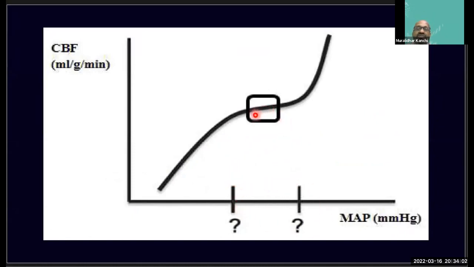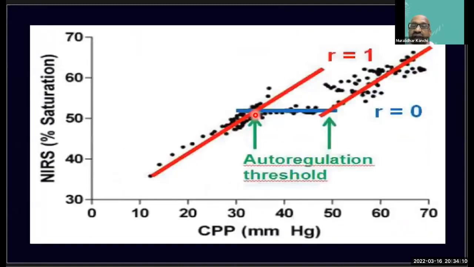For example, in a hypertensive individual, the autoregulation is shifted upwards and to the right. And how do we determine it clinically? There is no parameter by which you can go, except to some extent, we can use the cerebral oximeter to determine the autoregulation. For example, you can equate the cerebral blood flow to the cerebral perfusion, which can be detected by the cerebral oximeter, which is what is shown in this diagram.